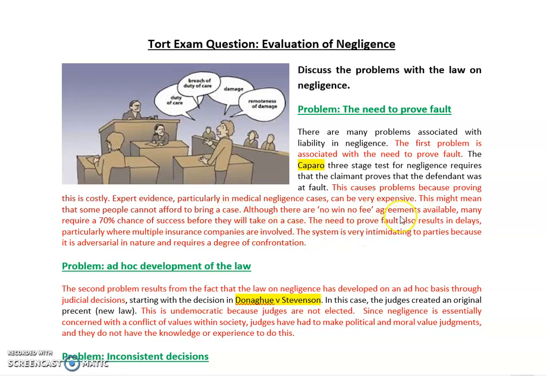Also related to the need to prove fault is that it results in delays, because again, if you're having to prove fault, and there might be multiple insurance companies involved, that's going to be time consuming. And also, this system's very intimidating to parties, it's adversarial in nature, and it requires a degree of confrontation.